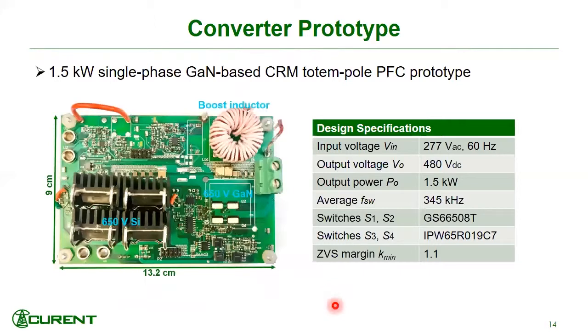This is the first prototype of the PFC converter. The input voltage is 277 volts AC with a 60 hertz line cycle, and the output DC bus is at 480 volts. The output power is 1.5 kilowatts. The average switching frequency is about 300 kilohertz. For the devices, we use the 650 volt GaN device from GaN Systems, and most of the silicon MOSFETs are from Infineon. The device margin here we use is 1.1.